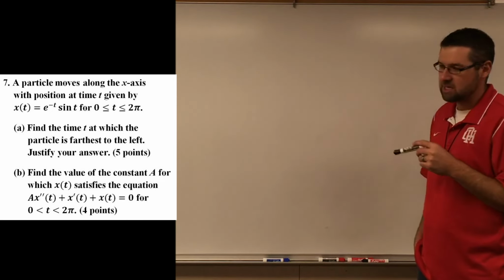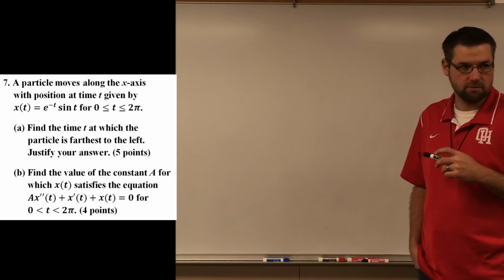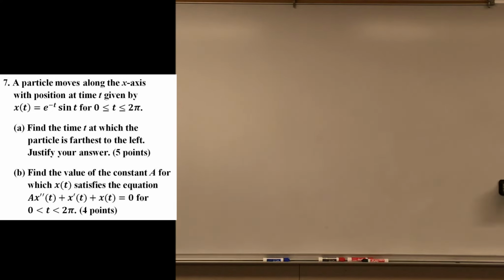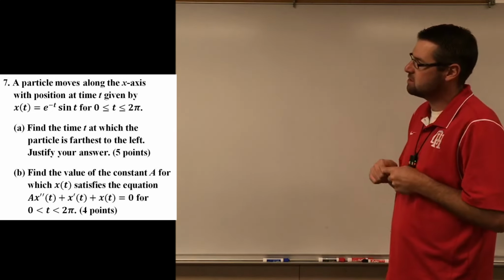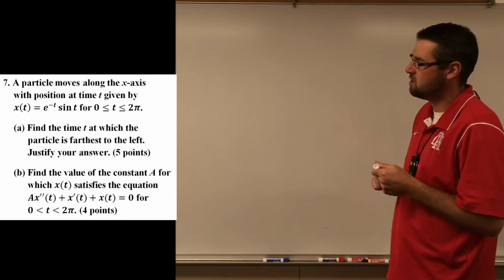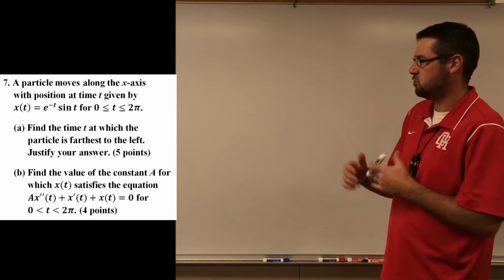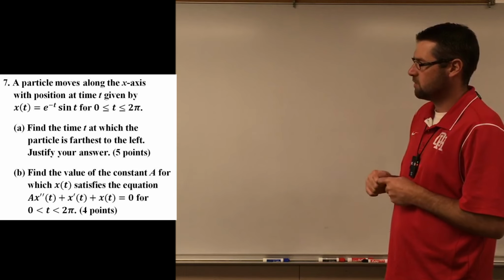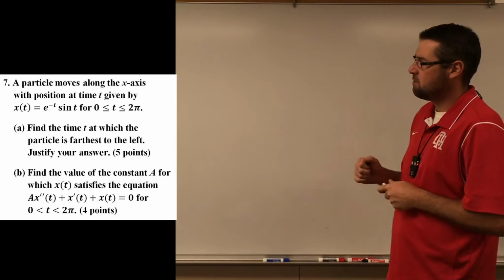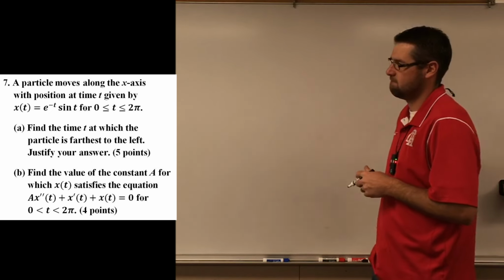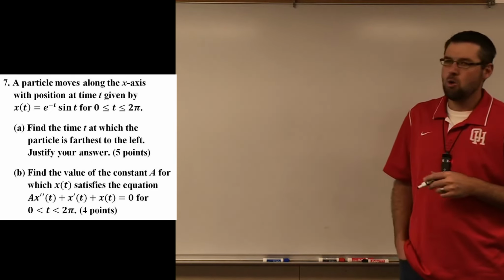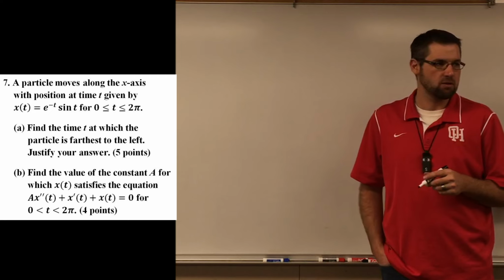Number 7 is a non-calculator problem, I believe. Am I right? Position along the x-axis is given by e to the negative t times sine of t, and it gives you an interval from 0 to 2 pi, closed interval. It says find the time at which the particle is furthest to the left. What is that looking for?